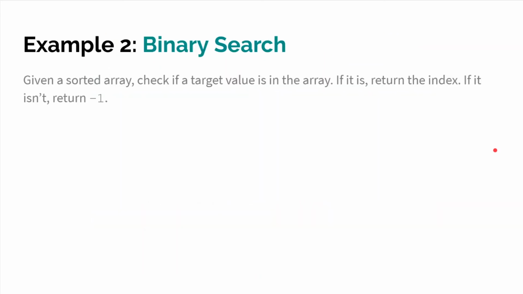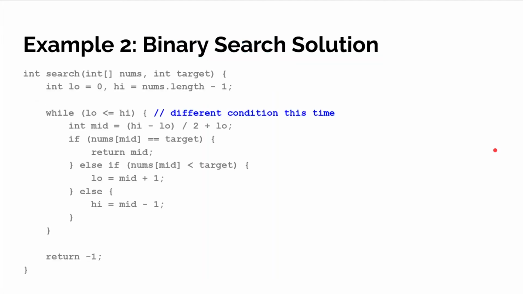Okay, so let's start with example 2, which is just aptly named binary search. Given a sorted array, check if a target value is in the array. If it is, return the index, and if it isn't, return -1. So again, we are basically going to use the same solution as last time. First we're provided with a list of numbers and a target number that we're looking for. We set low and high to encapsulate the entire array, right? This would be the first index, this would be the last index.